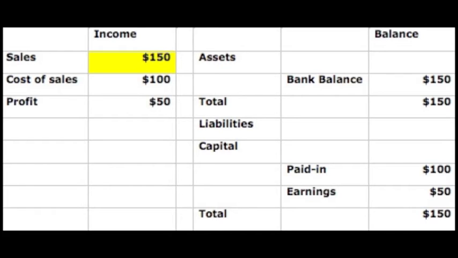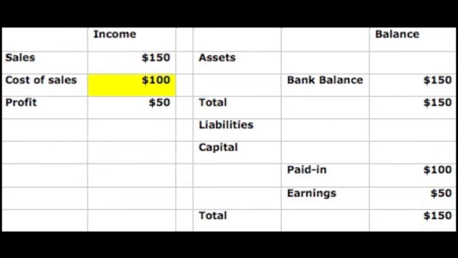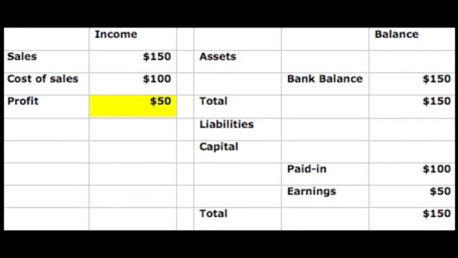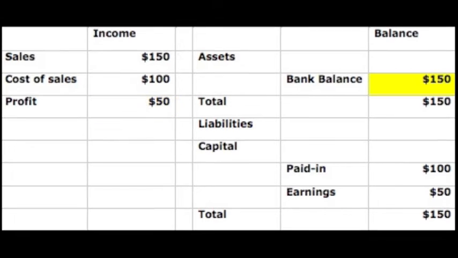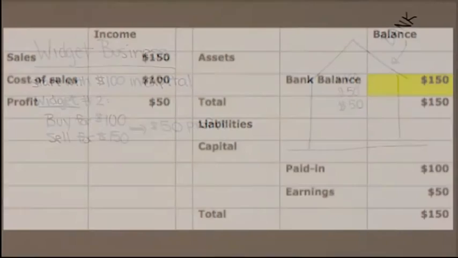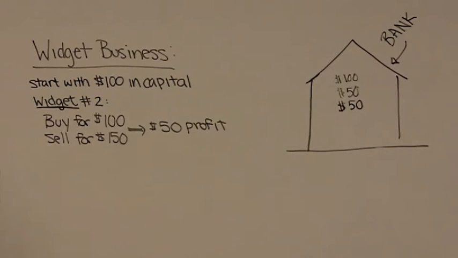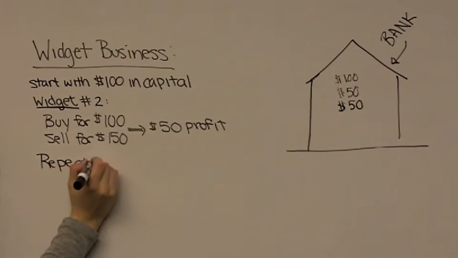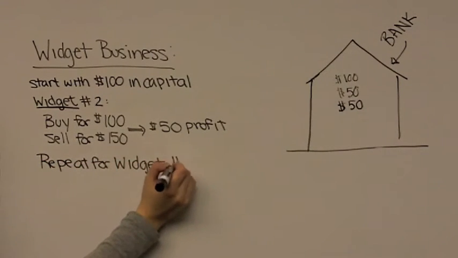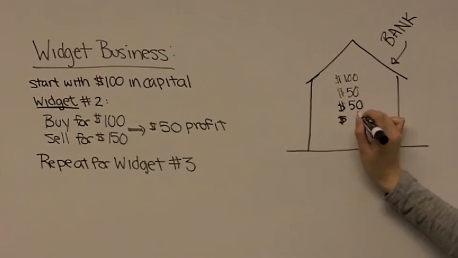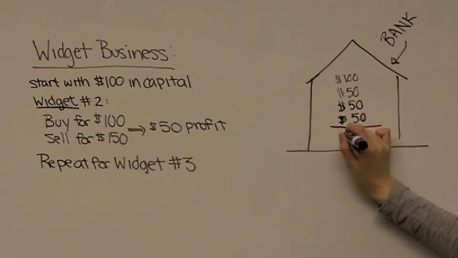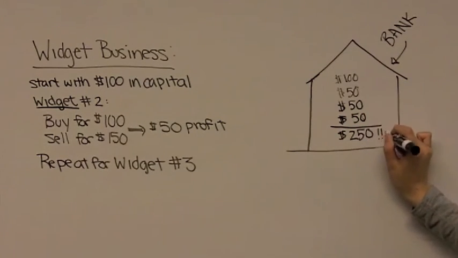Looking back at your financial statement, you can see that you have $150 in sales and $100 in cost of sales, which means your profit equals $50. This profit is now added to your bank balance, so we can see the balance has increased from $100 to $150. We now repeat this process for a second and third widget, and at the end we find ourselves with a total of $250 in our bank account.